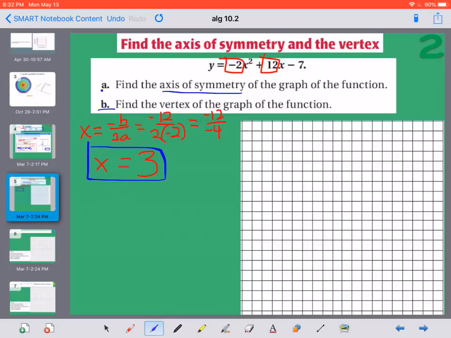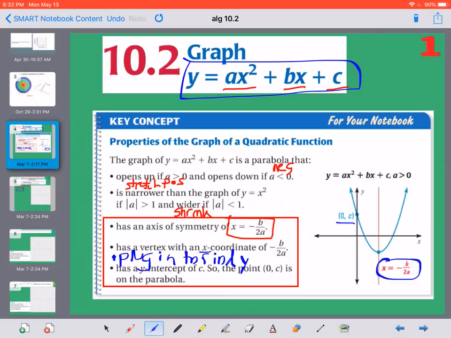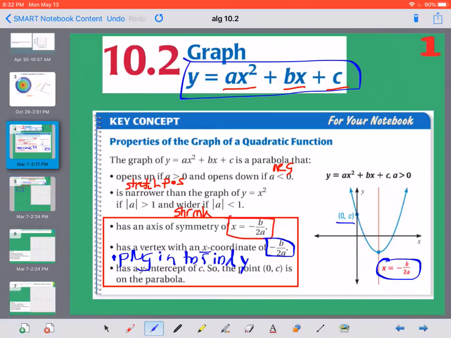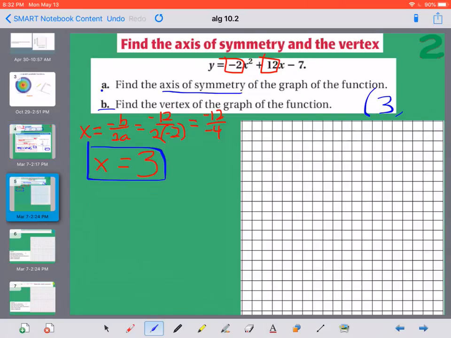B, find the vertex of the graph. Now how we find the vertex is the x-coordinate is our answer for the axis of symmetry. So our x-coordinate is going to be 3. The vertex, we need to plug in x to find y. So now we're going to have y equals negative 2 times 3 squared plus 12 times 3 minus 7.